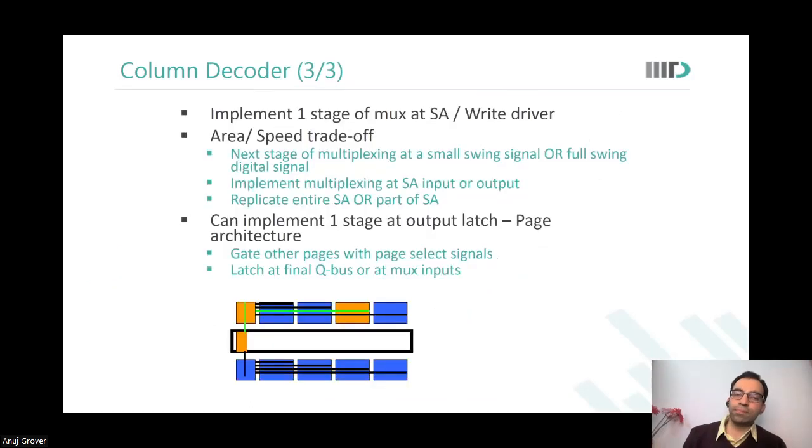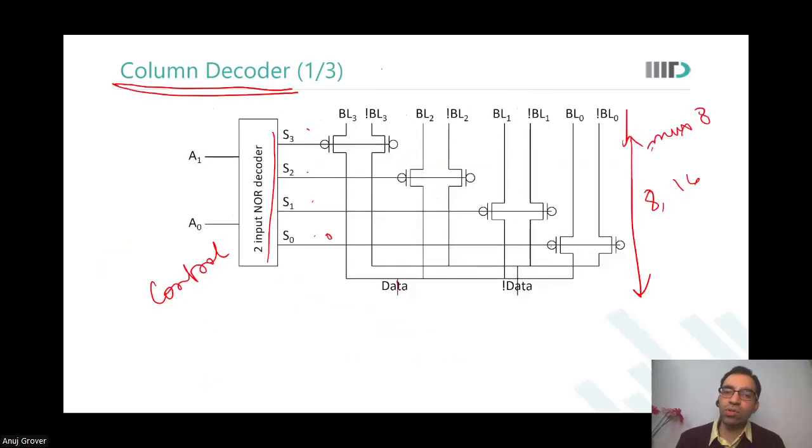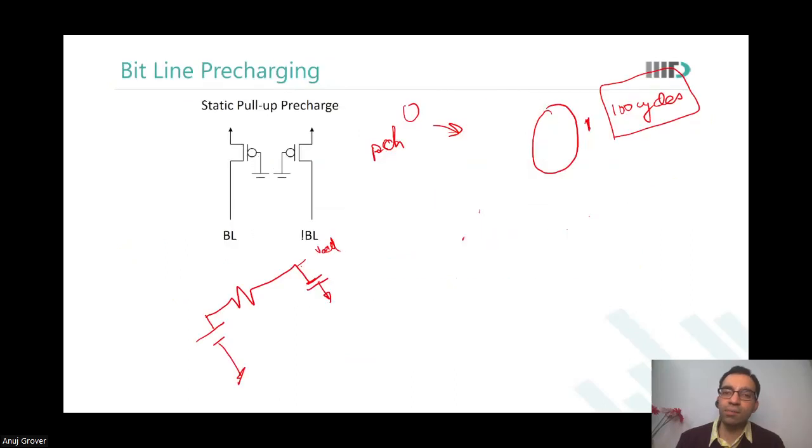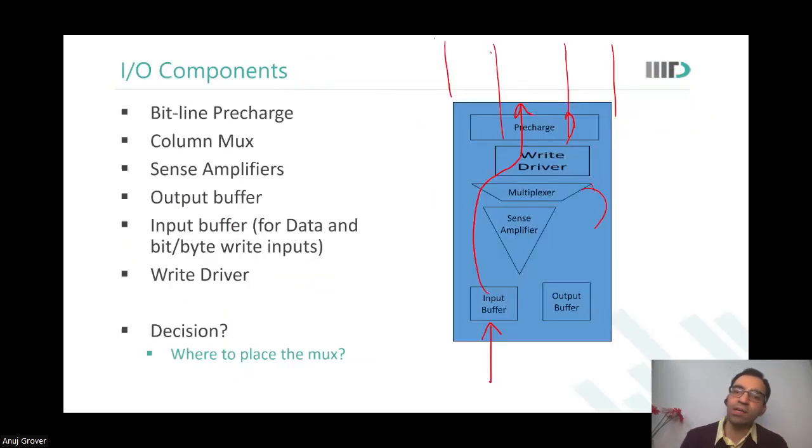So what we could also do is implement one stage of mux at the sense amplifier or write driver. You remember what we were saying over here? That if the write driver is above the multiplexer, or the sense amplifier is, let us say, over here below the multiplexer, then the multiplexer could be a 2:4 mux.